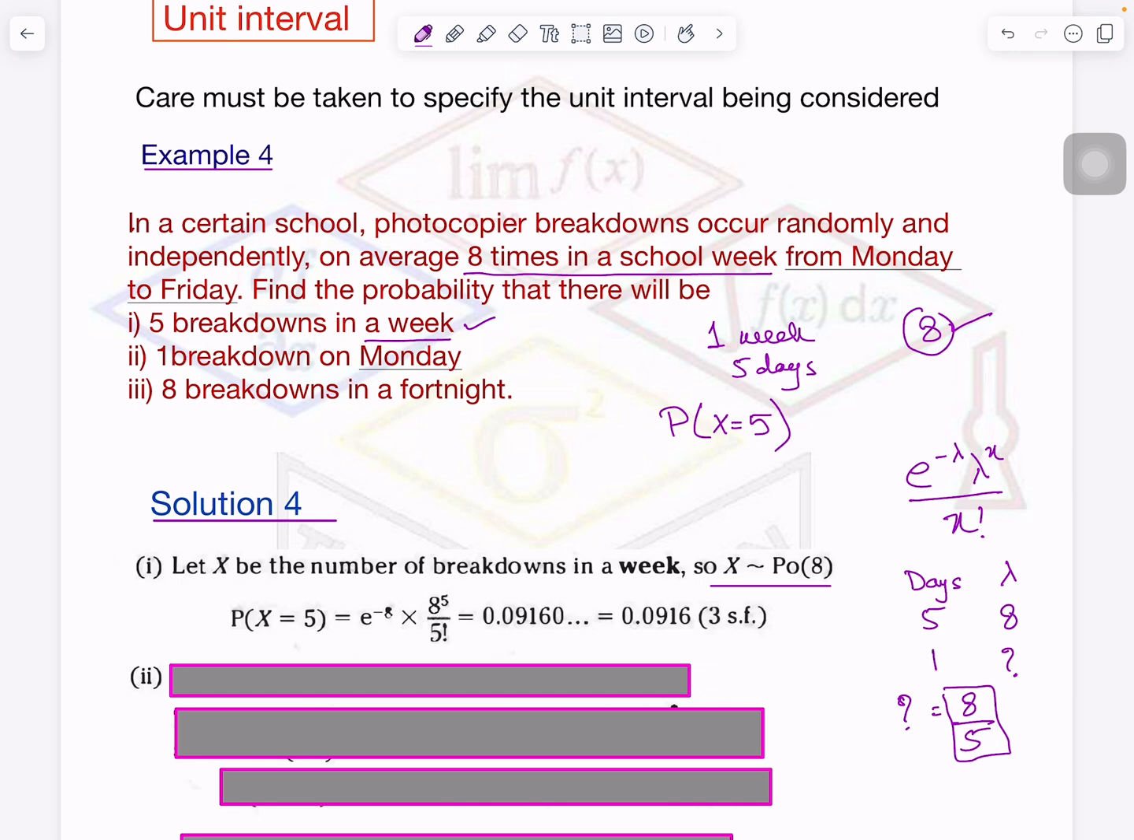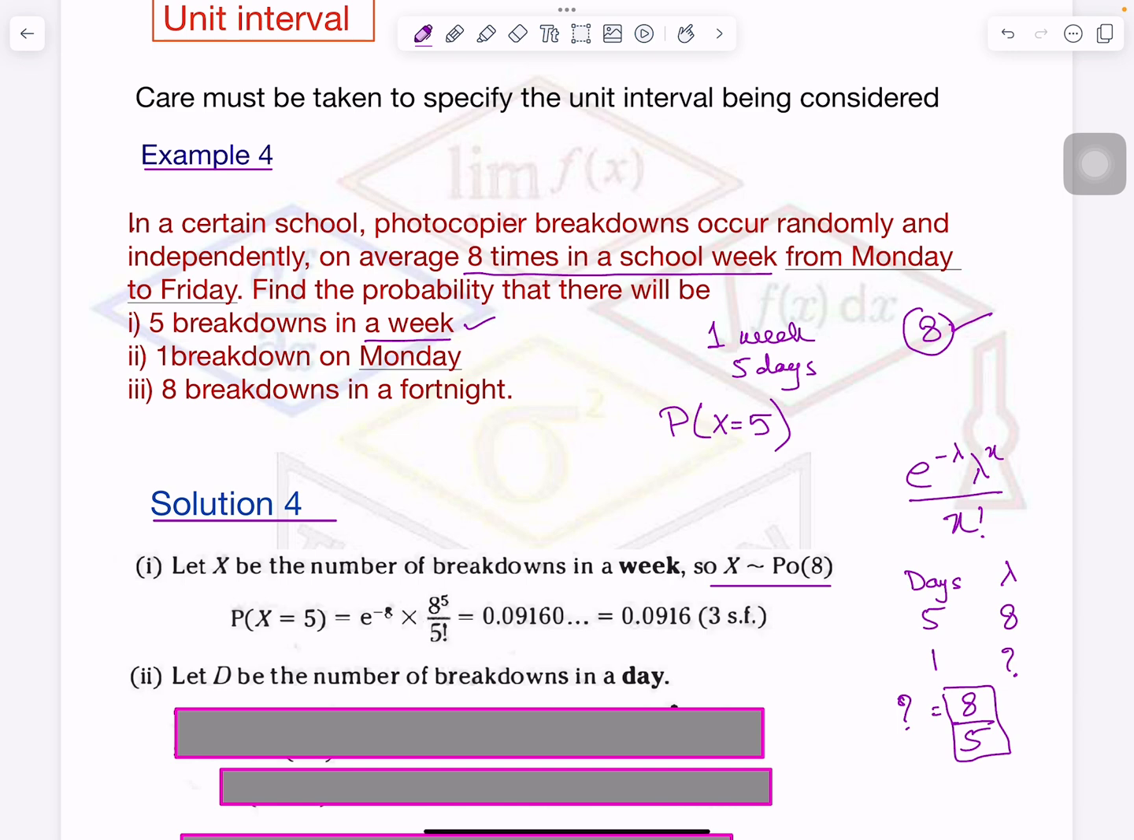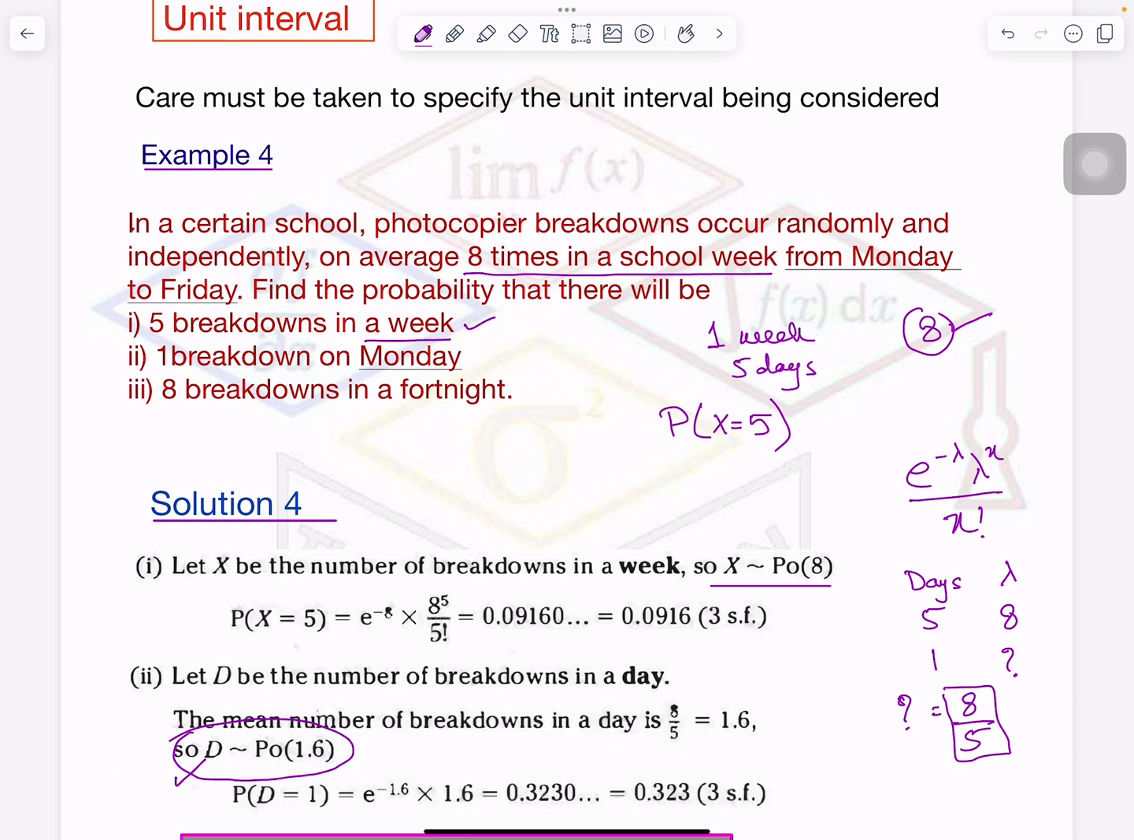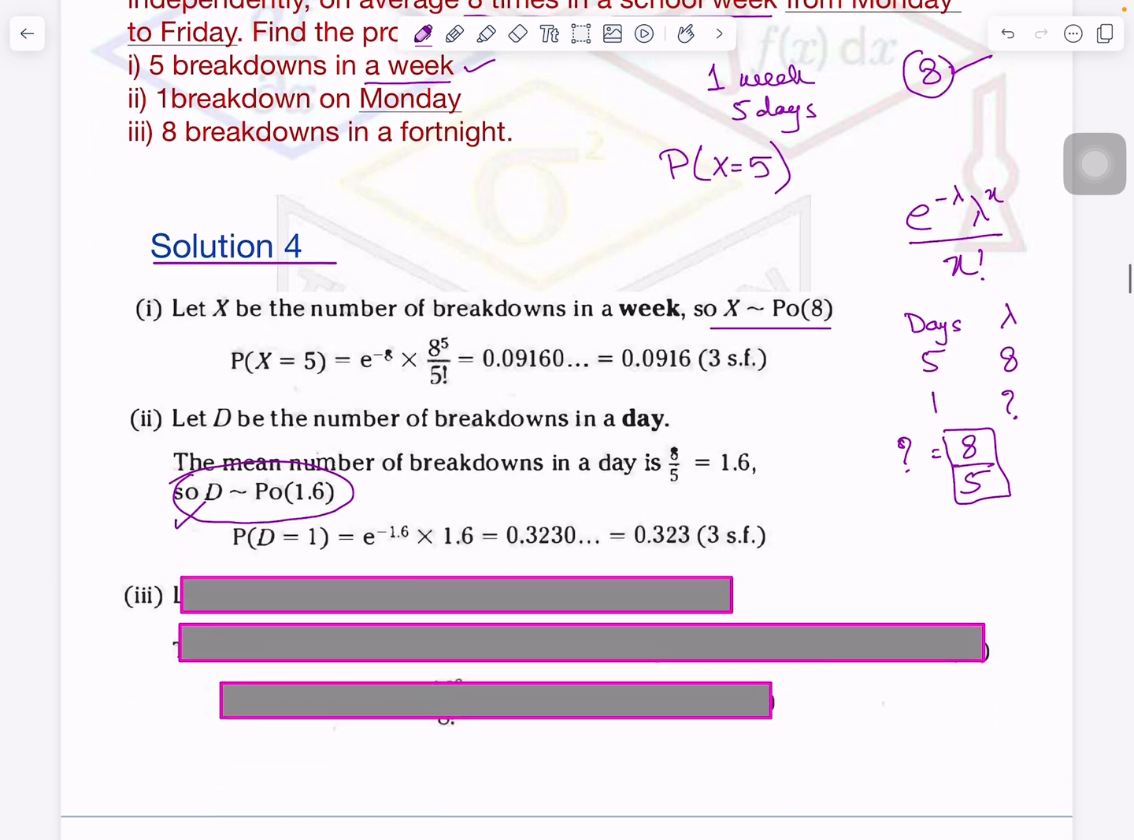In Poisson you have to see for what interval the mean is given, and for what interval it is asked in the question. So in part 2, because it is about 1 day, which is Monday, my mean will be 8 divided by 5, which is 1.6, and the distribution will be written like this. Please don't forget to use different letters for the variable, as the same question has 3 different parts with 3 different lambdas. So this is how you calculate here. D equals 1 and you got it.